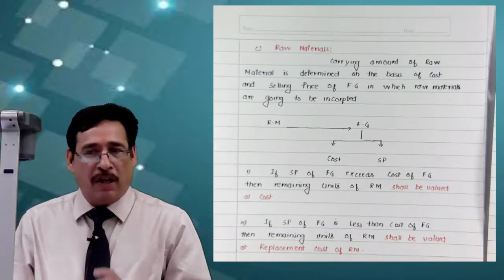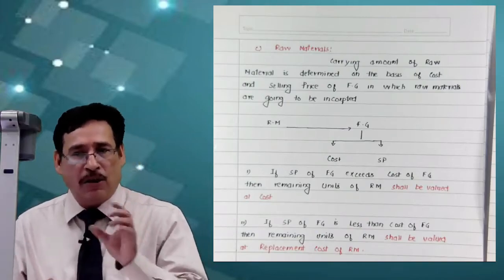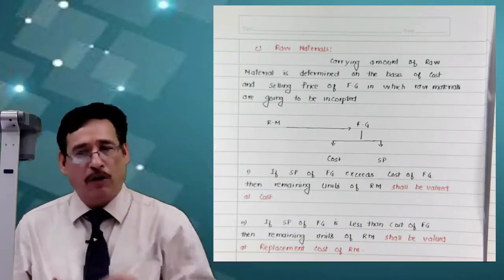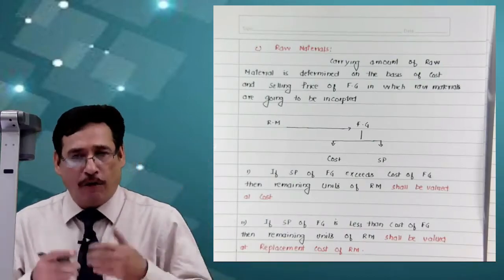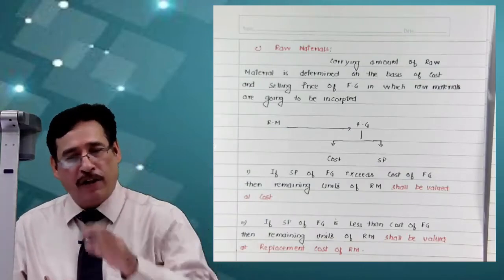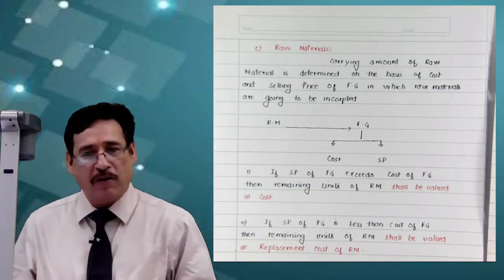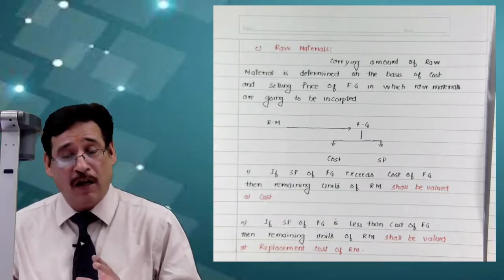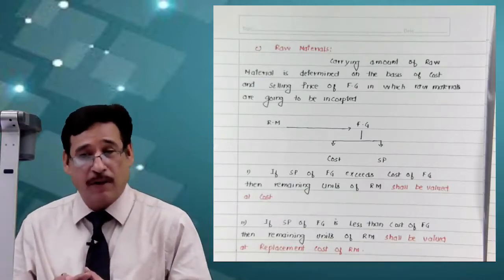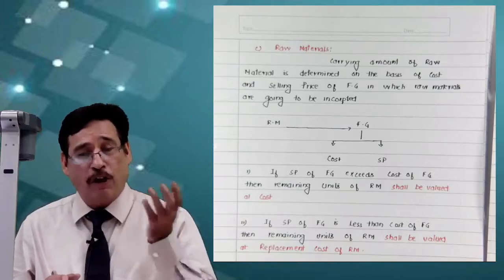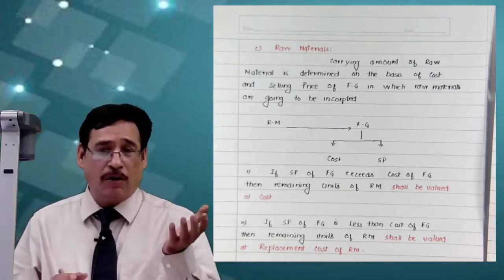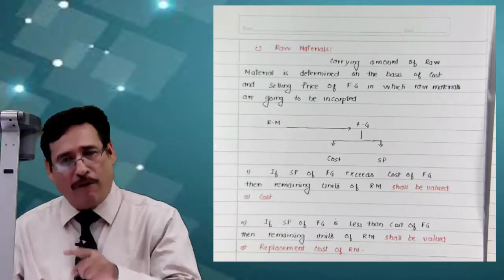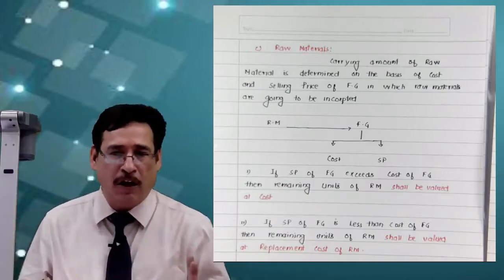The general rule is that the carrying amount of raw material is determined on the basis of where these raw materials are going to be incorporated, correct? Obviously, in the finished goods. Then we will check the selling price and the cost of the finished goods to determine the value of the raw material. That means, in order to know the value of the remaining inventory of raw material at the time of finalization of accounts, it depends upon the selling price and cost price of the finished goods where these raw materials are going to be incorporated.